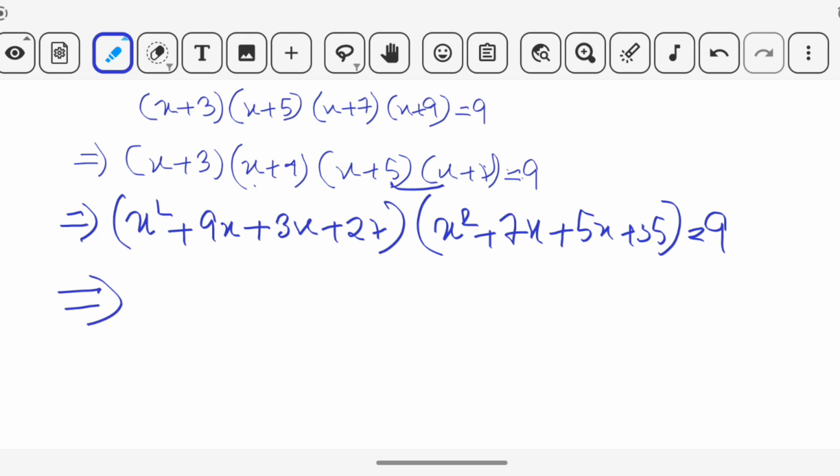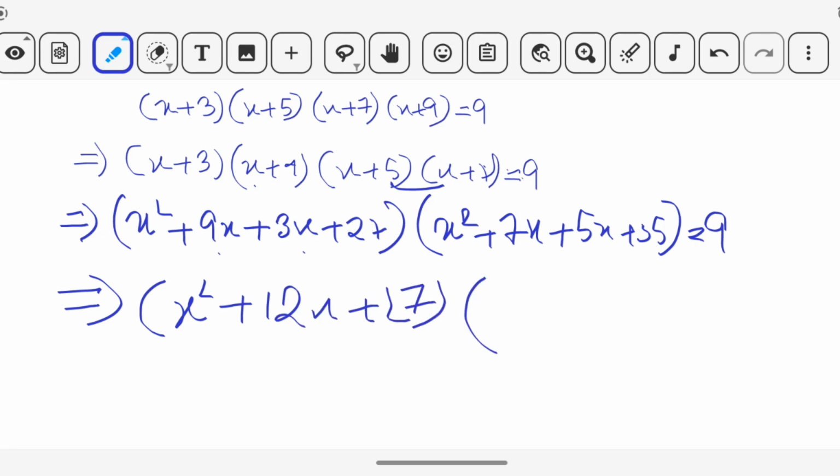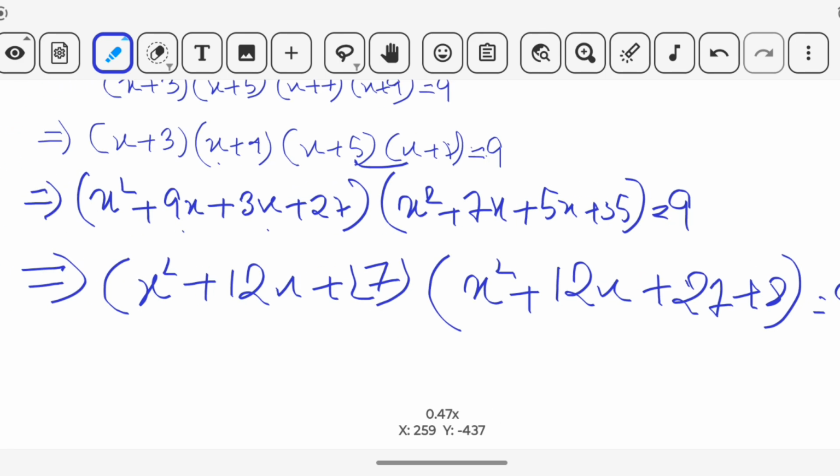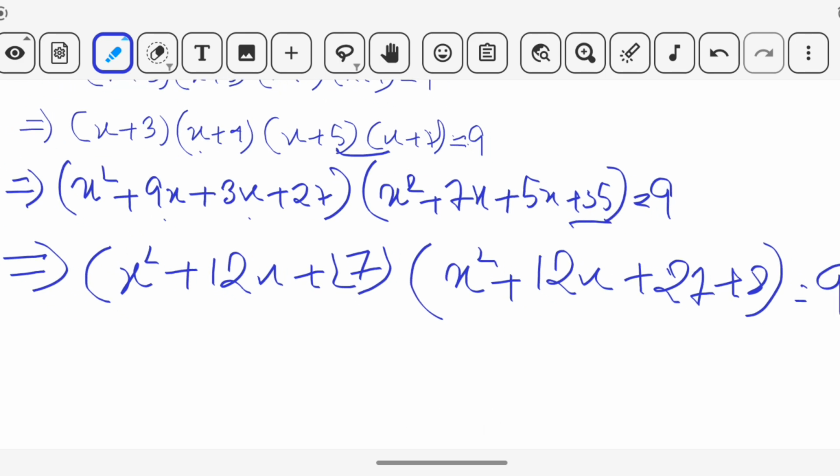So we have x square plus 3x plus 9x plus 27. This is x square plus 12x plus 27, multiplied by x square plus 12x, since 5x plus 7x is also 12x, plus 35. We can write 35 as 27 plus 8, equals 9. So we have broken 35 down into 27 plus 8.